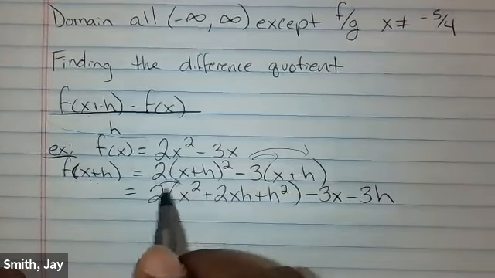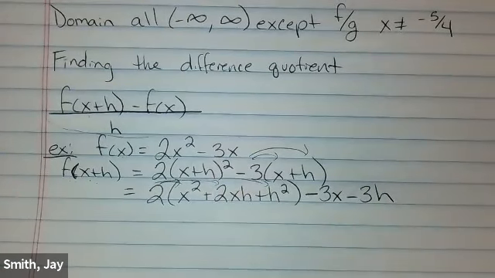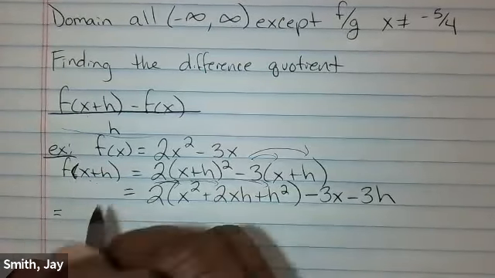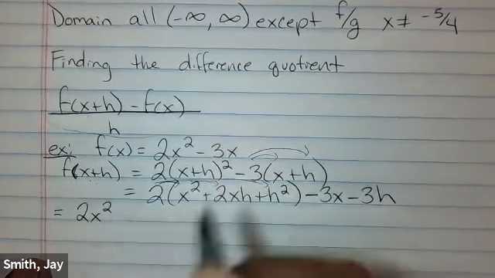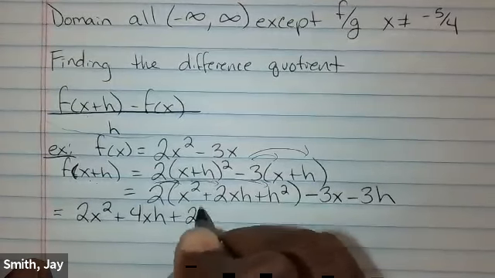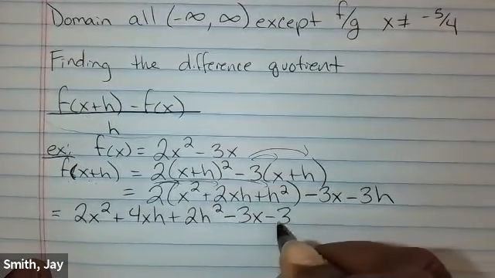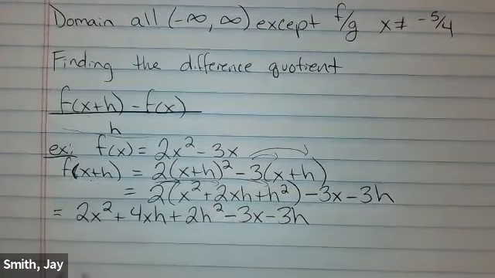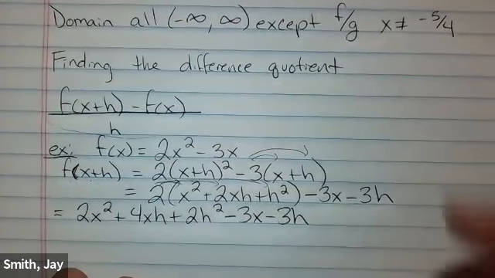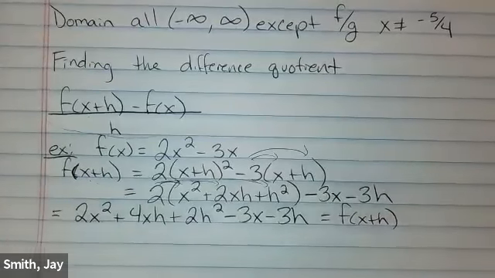And now we go ahead and distribute this 2 into the trinomial that we got from expanding x plus h squared. So this is going to give me 2x squared plus 4xh plus 2h squared minus 3x minus 3h. And this actually is f of x plus h because we have no more like terms to combine and we can't simplify it any further.